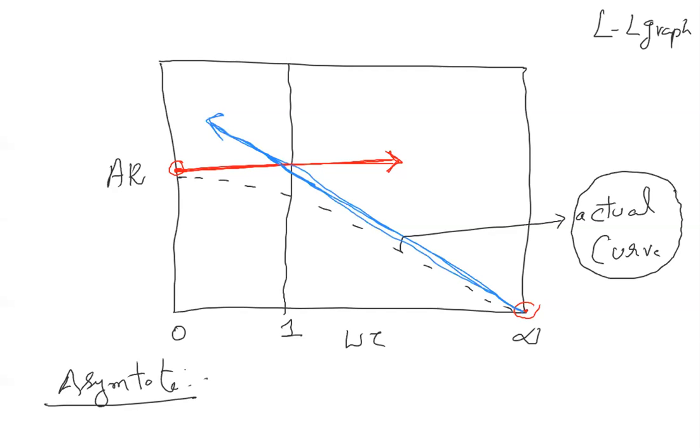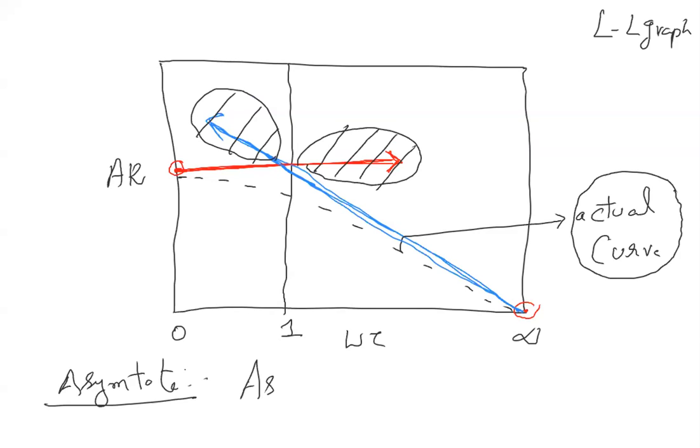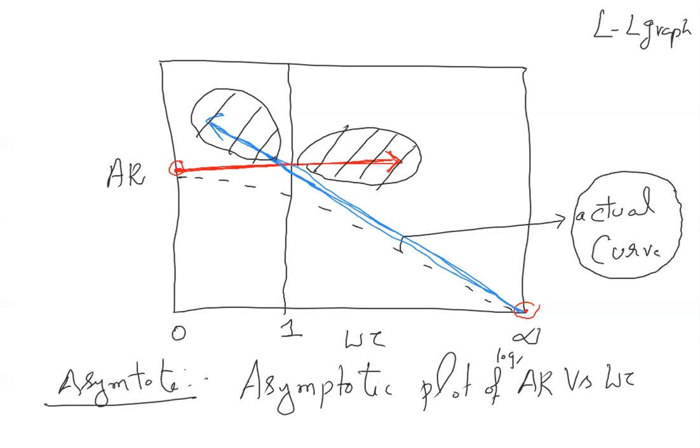This is another asymptote. But remember, when you are in this region, this asymptote has no meaning. When you are in this region, this asymptote has no meaning. So this is what is the asymptotic plot of AR versus omega tau. Basically, log AR versus log omega tau.